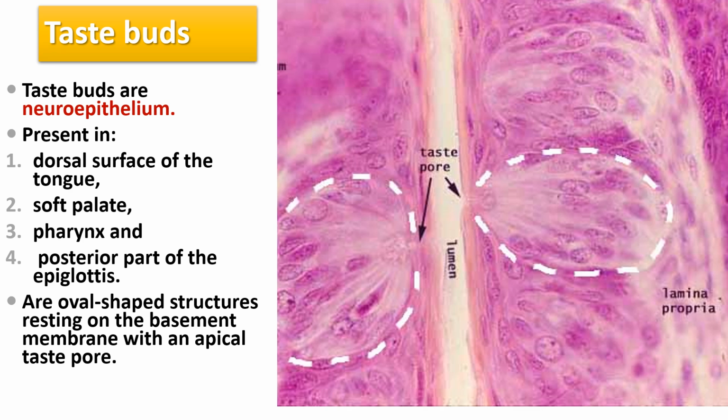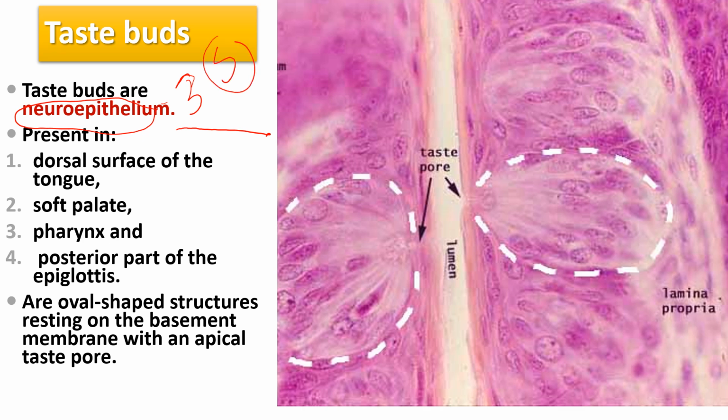Taste bud is considered as neuroepithelium. Can you memorize that? Epithelium was divided according to function into surface lining, glandular epithelium, and finally neuroepithelium. What is neuroepithelium? Neuroepithelium is a type of epithelium resting on a basement membrane. It has three types of cells, all of them starting with the letter S.